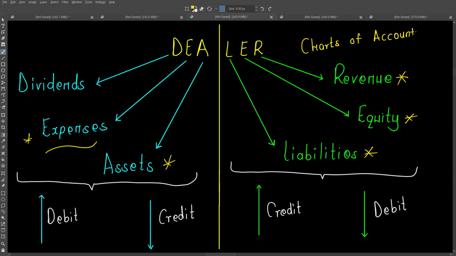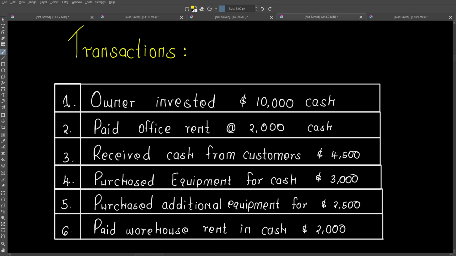Now, let us use these transactions to come up with a T account, or rather how a ledger account should look. Okay, so for example, we have here a few transactions.